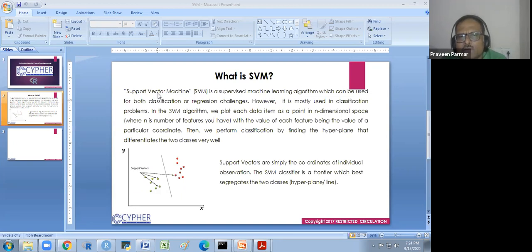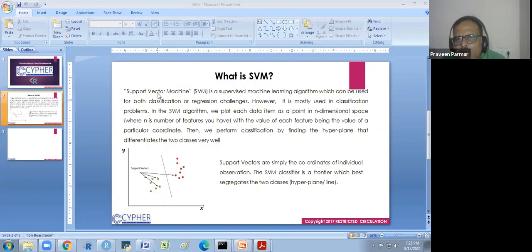In the SVM algorithm, we plot each data item as a point in n-dimensional space, where n is the number of features you have, with the value of each feature being the value of a particular coordinate. Then we perform classification by finding the hyperplane that differentiates the two classes very well.